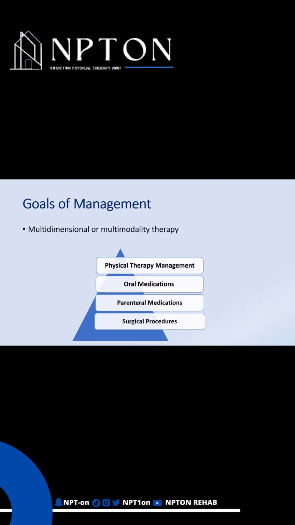And spasticity treatment includes physical therapy management, oral medication, intrathecal medication, and surgical procedure. Usually the spasticity treatment begins with physical therapy and oral medication for optimal management. If the oral medications are not effective or not tolerable by the patient, the intrathecal medication will be considered.